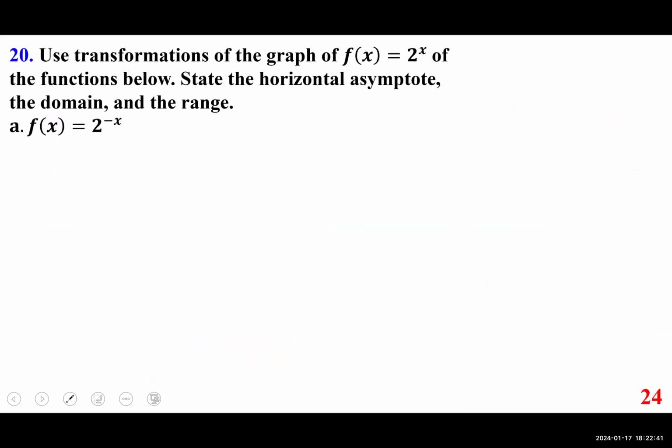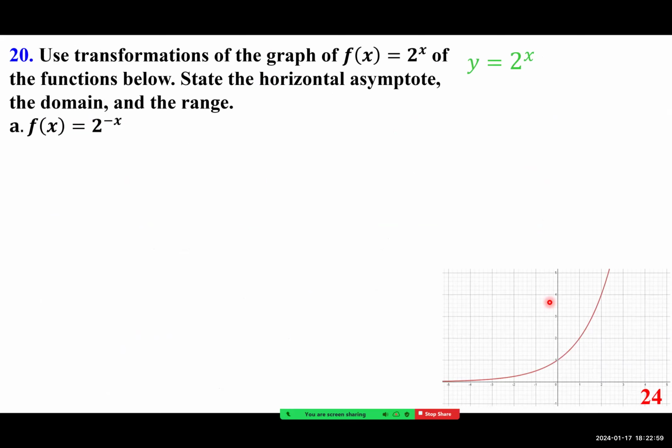Use transformations of the graph of f of x equals 2 to the power of x to graph the function below. State the horizontal asymptote, domain, range, you name it. Well, first of all, 2 to the power of x is the regular one. For 2 to the power of minus x, you reflect it across the y-axis.